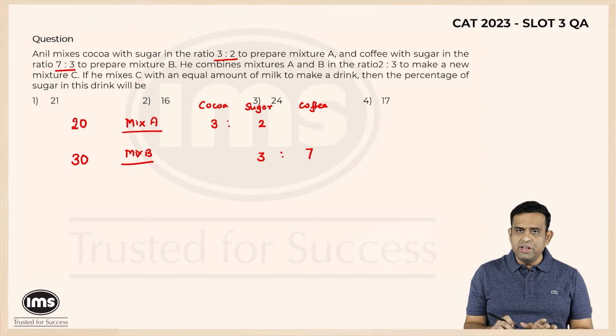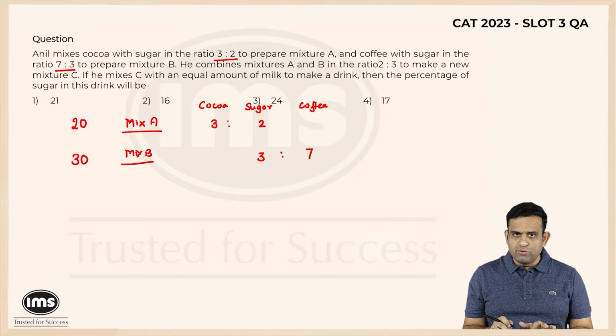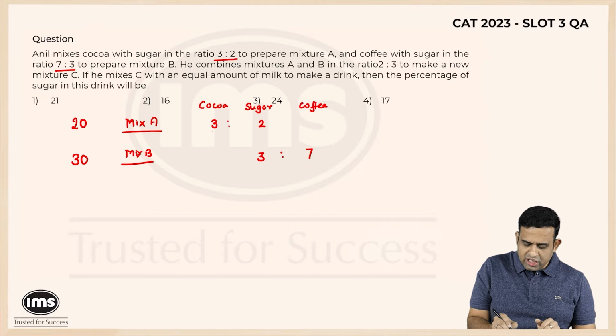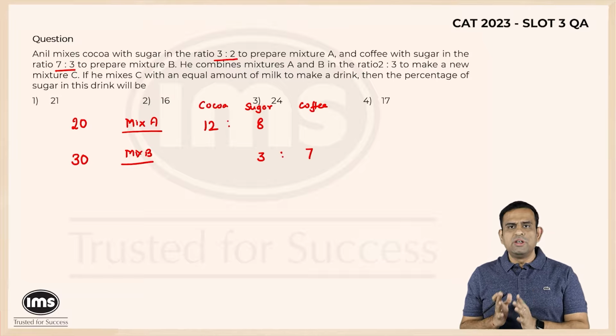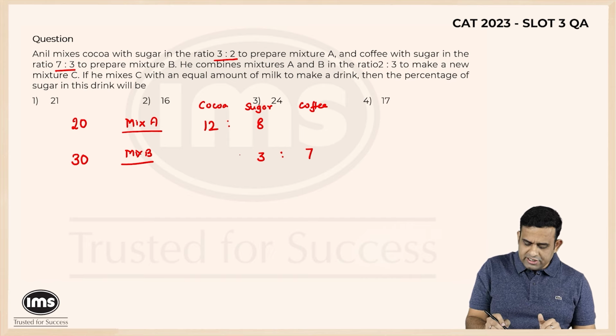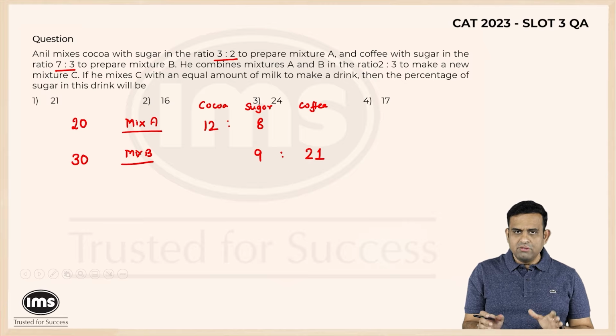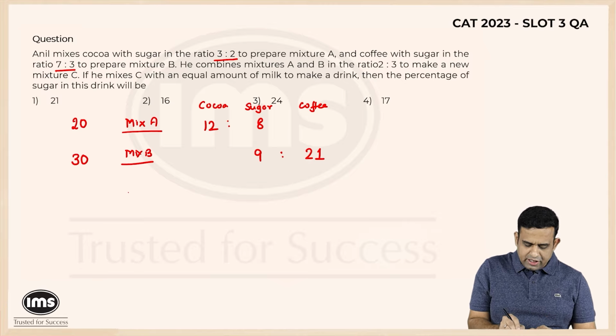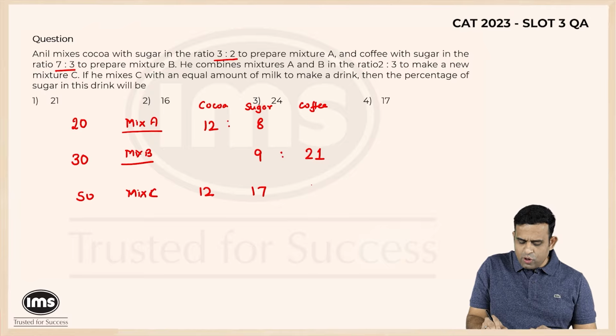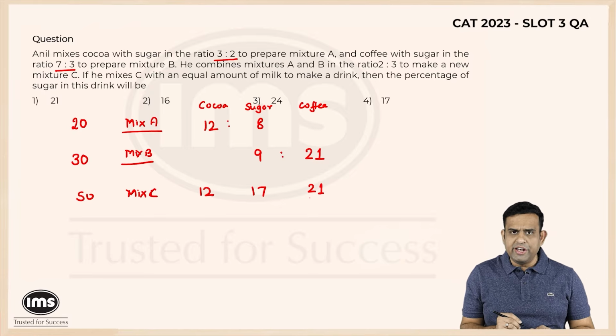So out of 5, 3 cocoa, 2 sugar. So out of 20, one can say 4 times will give you a 12 and a 8. This will be 12, this would be 8. Now here out of 10, 3 sugar, 7 coffee. So out of 30, one can say 3 times will give you a 9 sugar and 21 coffee. So if you look at over here, the mixture number C, which is basically one can say 50. In that, cocoa is 12, sugar is 17, and coffee basically happens to be nothing but a 21.